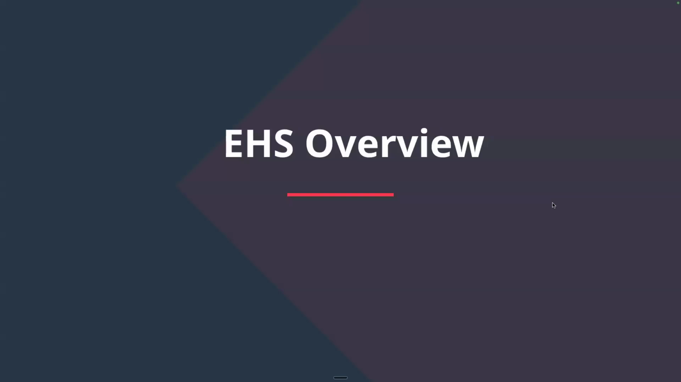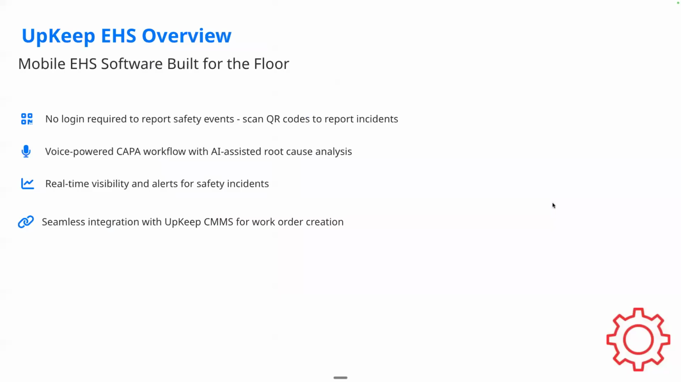Let's dive into a high-level overview of the EHS application and the benefits it will bring your team. First and foremost, it will enable your team to report safety events while out on the floor or out in the field. No login required, no app needs to be downloaded. You'll have voice-powered CAPA workflow with AI-assisted root cause analysis, and your admins will have real-time visibility and alerts for safety incidents. There's a seamless integration with the UpKeep CMMS application for your work order creation as a result of these incidents.